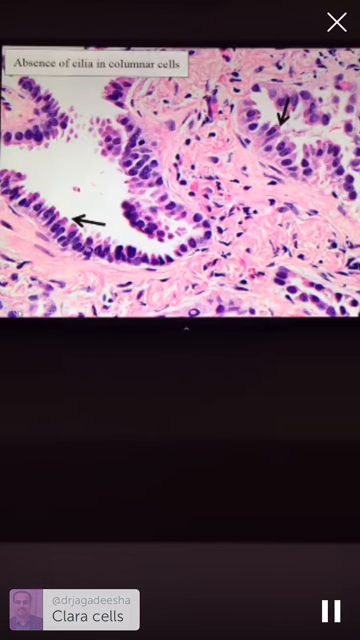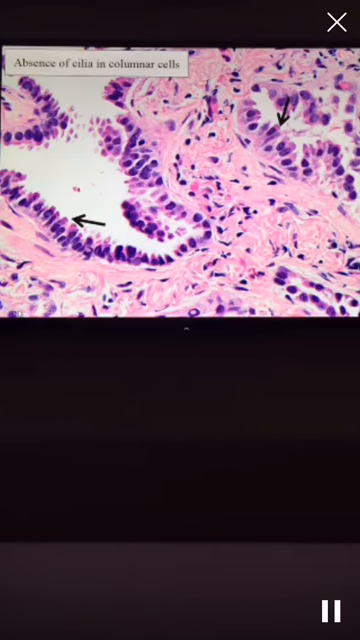How about goblet cells? Goblet cells, right? They can be columnar. They don't have cilia. But goblet cells have mucin, right? So you can easily tell those apart. In fact, in the lung, there are no columnar cells that lack cilia and are non-mucinous.